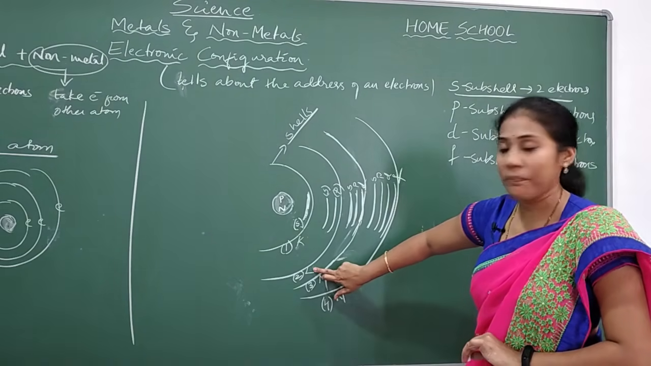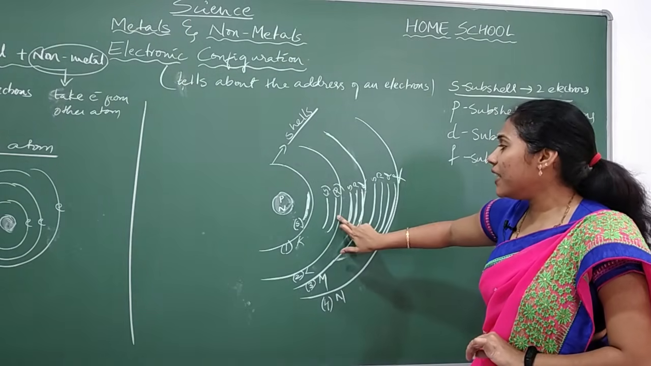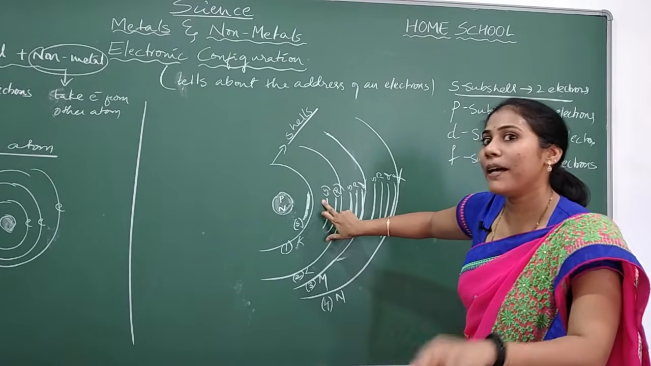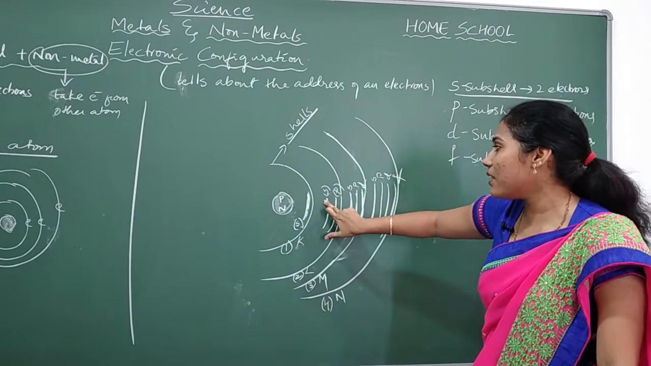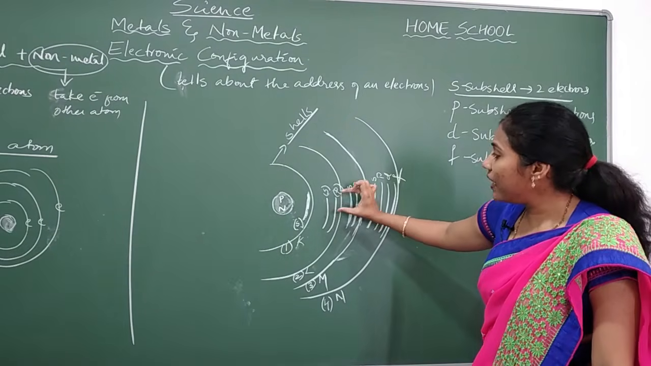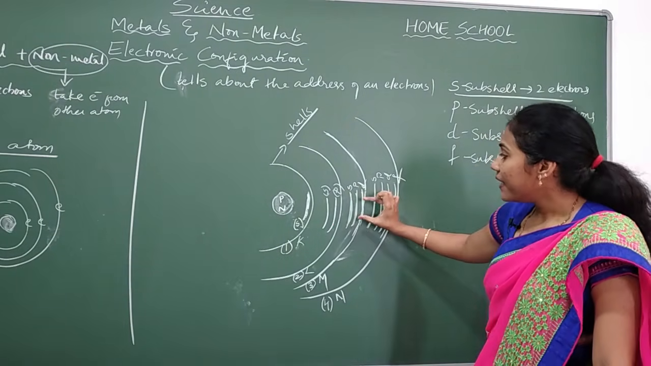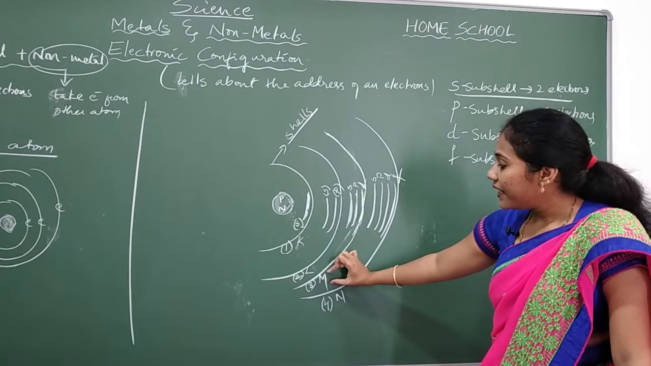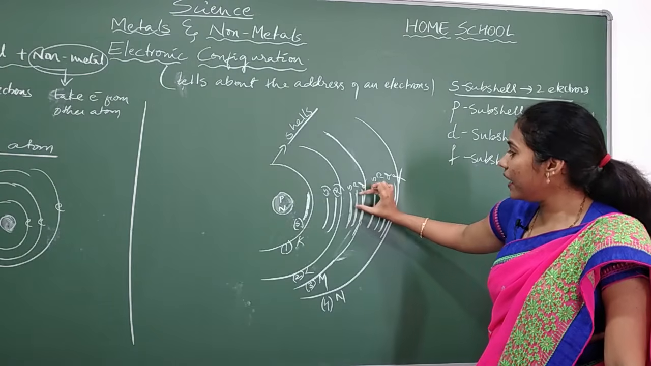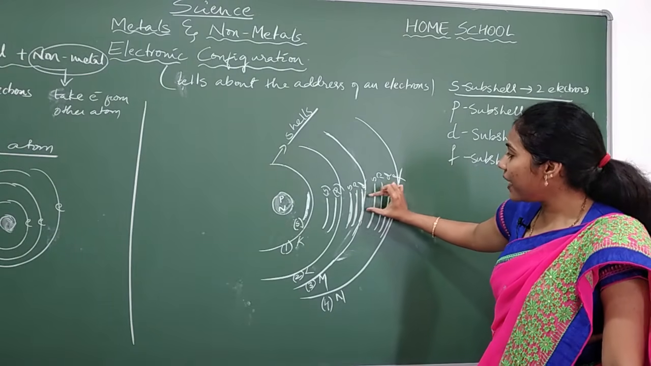In the L shell, 2 colonies are there, no? First the smaller colony will get filled up. Which is the smaller colony? The S colony. Later the electron goes to P. When this is completely filled, then the electron goes to the M main shell, first subshell. After this gets filled, P. After this gets filled, D.